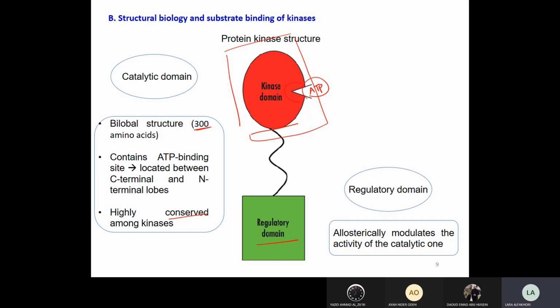يعني السلكتيفيتي مطلوبة، or for instance non selectivity مطلوبة إذا كان الدرج بيشتغل على kinases that are all, let's say, implicated in cancer.